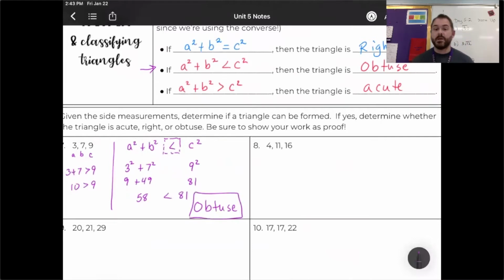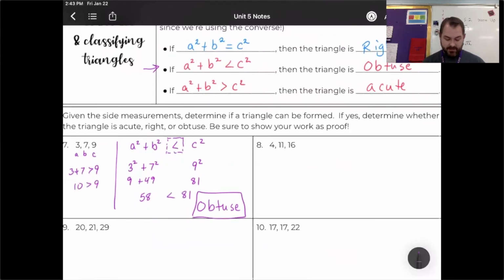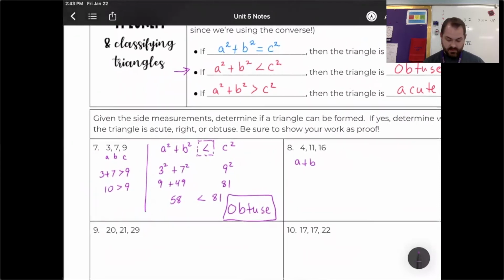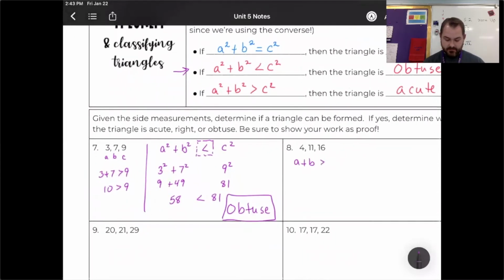All right, so let's move on and check the next one. 4, 11, and 16. Again, check the two smaller ones to see if a plus b is greater than c. Okay, well, a and b are the 4 and the 11. 16 is the c. If I add 4 plus 11, that's only 15. 15 is not greater than 16. 15 is less than 16.